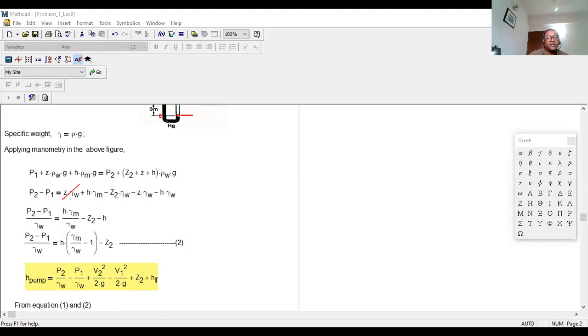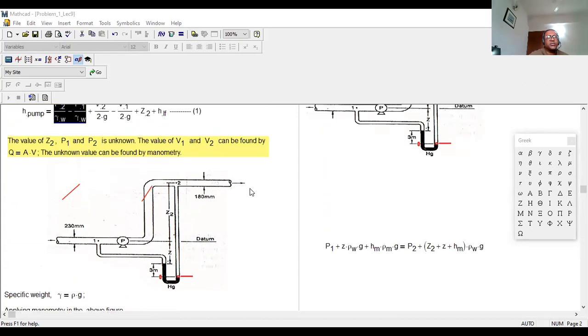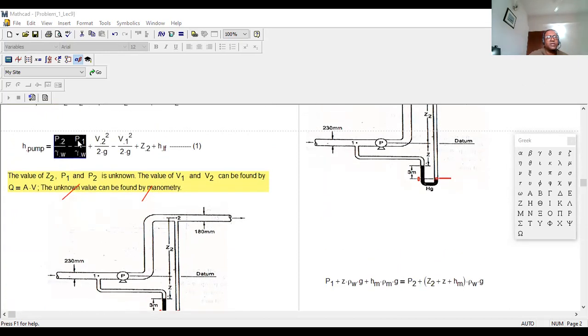This Z is out. Okay. So you see the H gamma M on the right side, Z2 gamma W minus H gamma W, right? Now on both sides you divide by gamma W. Why? Because in our equation, it is P2 minus P1 divided by gamma W.